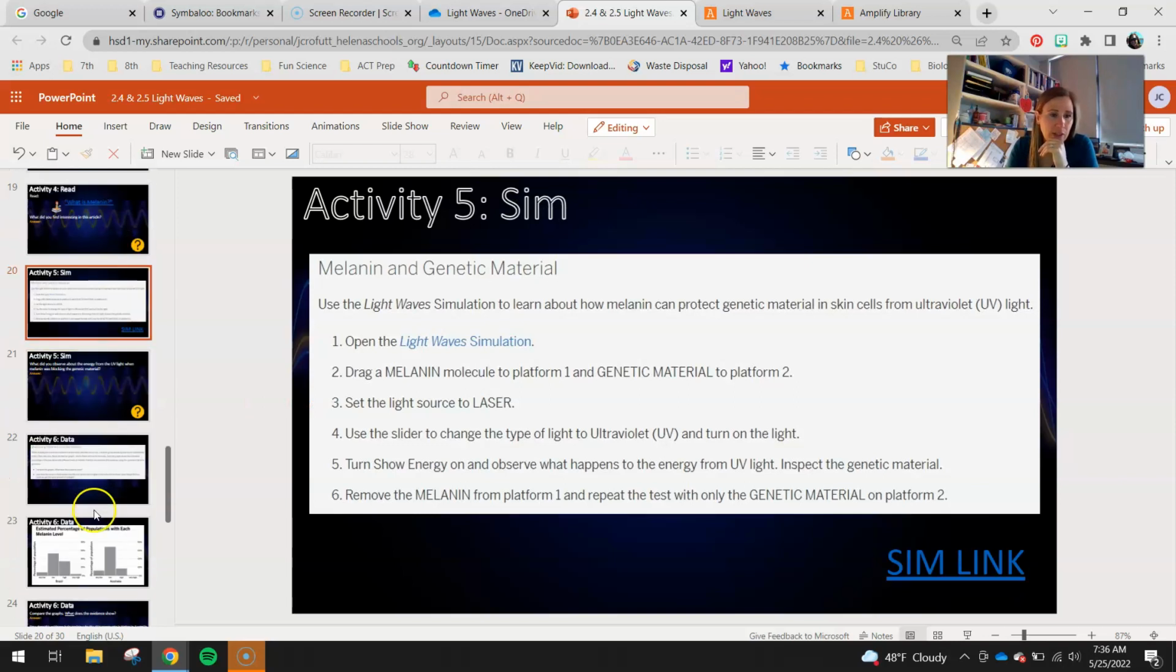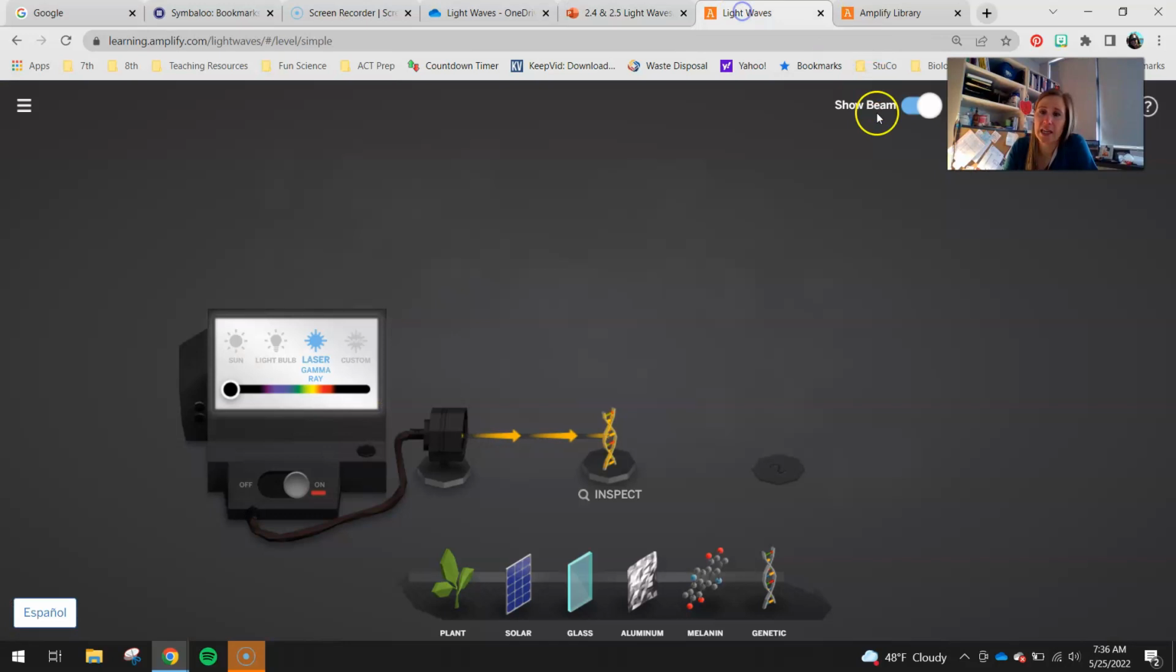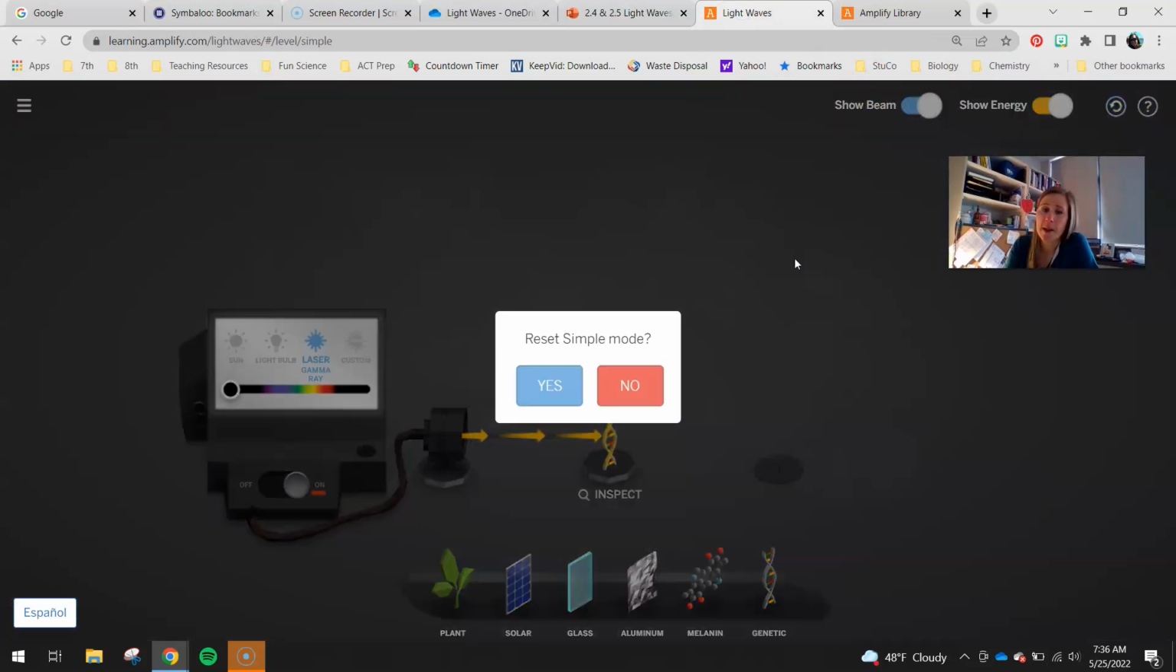Okay, activity 5 is another little sim. So in this one, we're going to actually use melanin to test out what happens when we have melanin in front of our DNA. So you'll open the sim to learn about how melanin can protect genetic material in skin cells from UV light. Open the sim, drag melanin to platform 1, and then DNA to platform 2. So this is really important because our melanin goes on the outside of our nucleus and our DNA. So the sun is here, and then the melanin, and then our DNA. Okay, it has to create a barrier to protect our DNA.